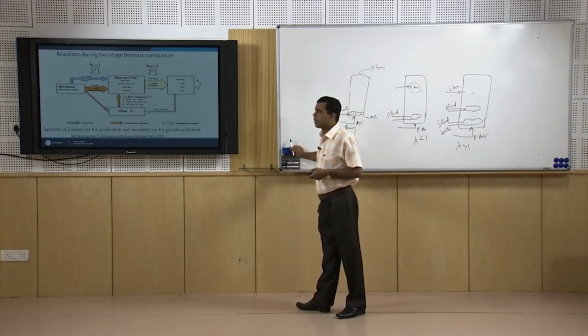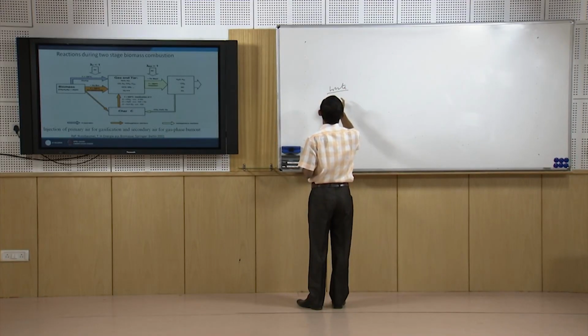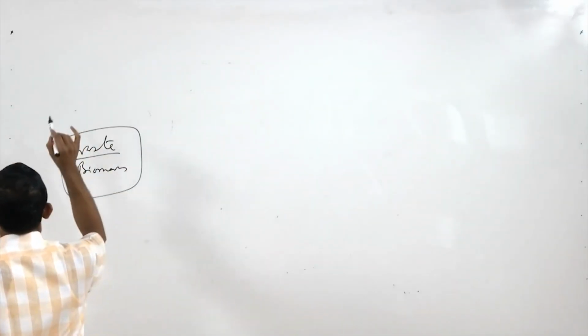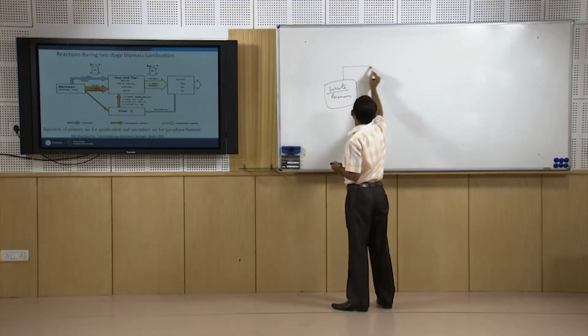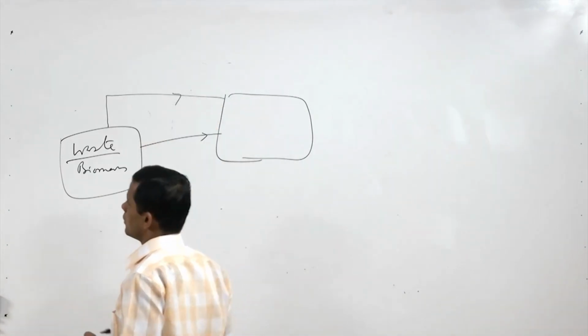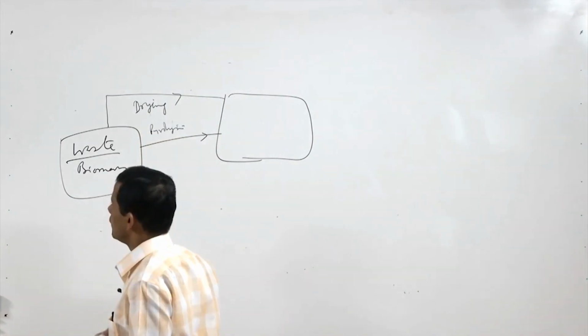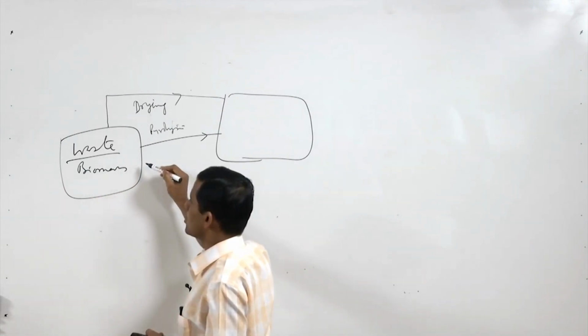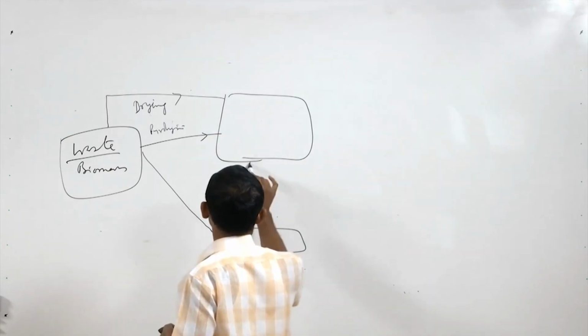Now, we will see some reactions during the two-stage combustion process. So, here we have waste or biomass. So, when we put in heat, at a temperature of 105 degrees centigrade, it will give us moisture. When the temperature is higher, pyrolysis will go. So, this is drying, pyrolysis, and then further oxygen is also present. So, that can also give char, and by heating, char will form and that char will further be oxidized.